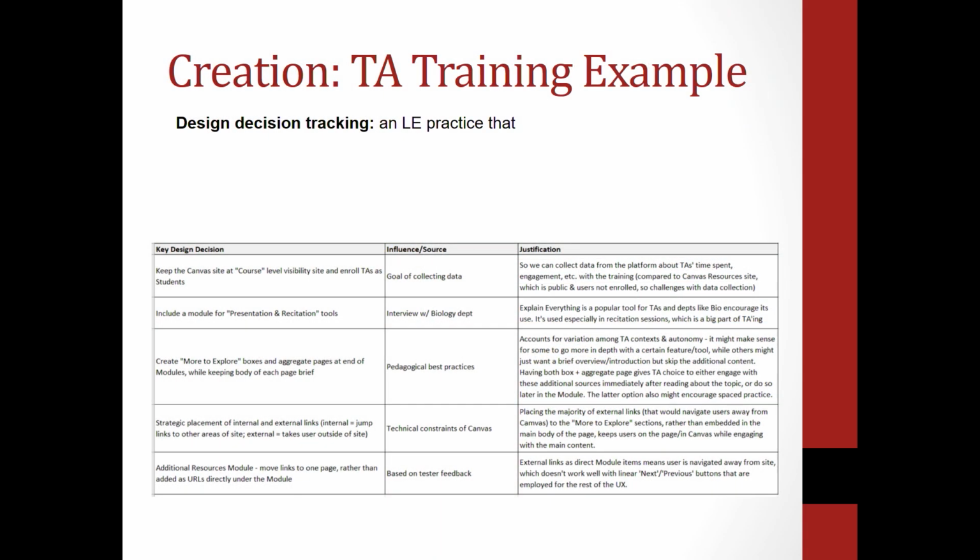It really is as simple as just keeping an Excel worksheet. And so design decision tracking is a practice that helps teams make pedagogically sound and contextually sound design decisions. So you can see in the far right column where it says justification, that's where we note down the reason for why we made a certain design choice. And those are noted on the far left column.